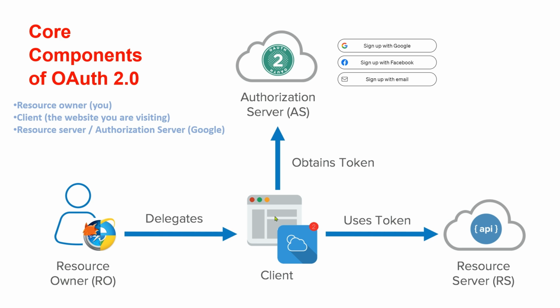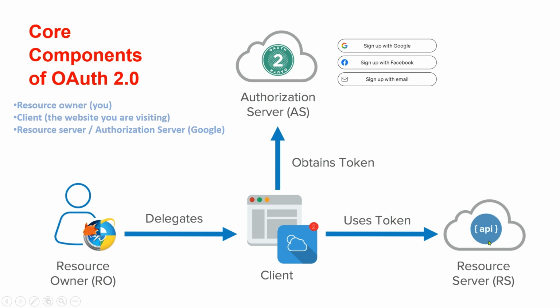Then authorization server. The authorization server handles the authentication of the resource owner and issues the access token. Here it will get the access token; the client obtains the token from here. Google, Facebook, or GitHub are typical examples.